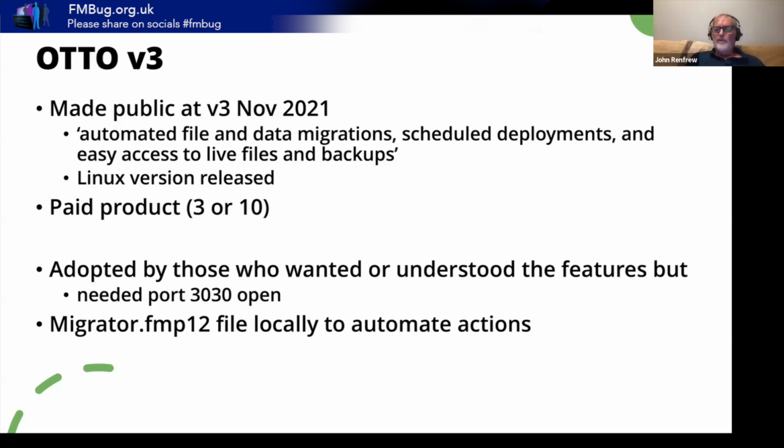And what you got with it was a local file. Well, you could have it local or hosted, called Migrator, which could talk to Otto on the FileMaker server and automate the actions you wanted to do. So you could build a migration, click a button, and it would go off and do some magic. Worked really well. Not limited in the sense that it couldn't do the job, but it didn't have lots of options. It did the thing you asked it to do.